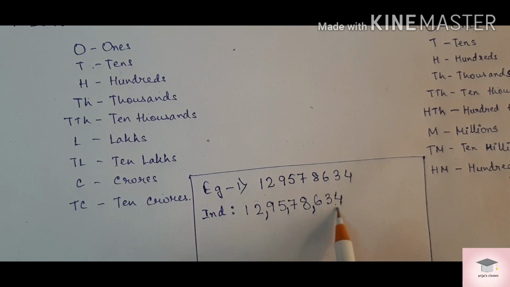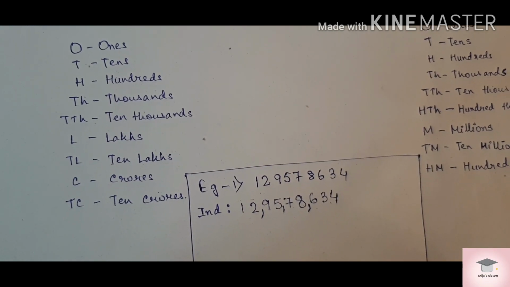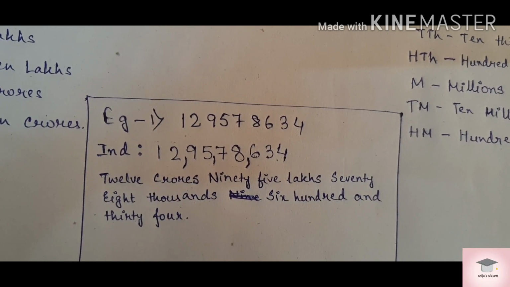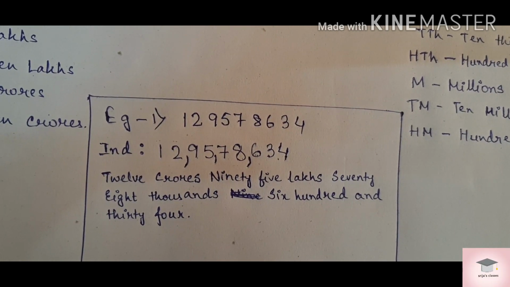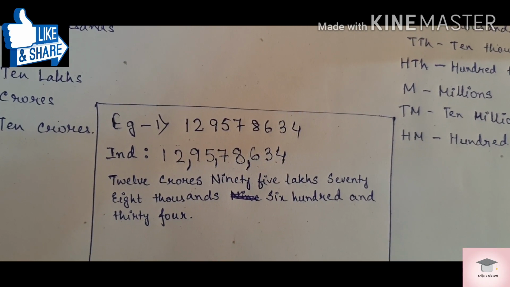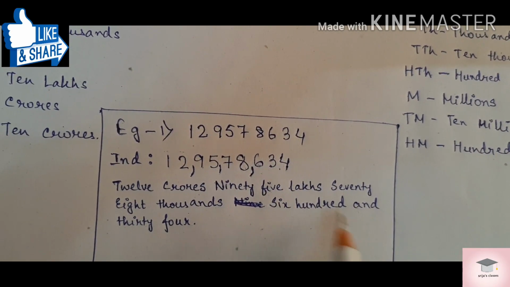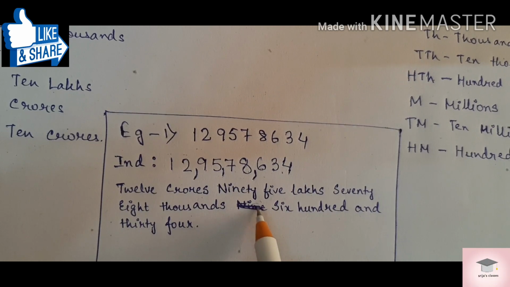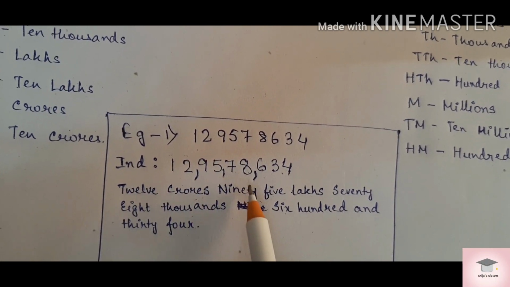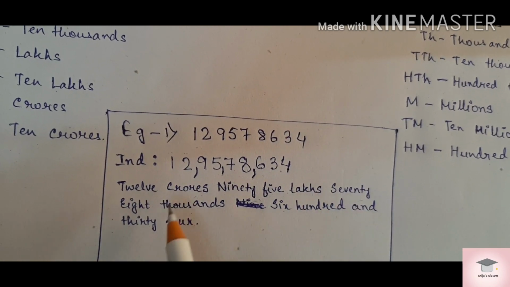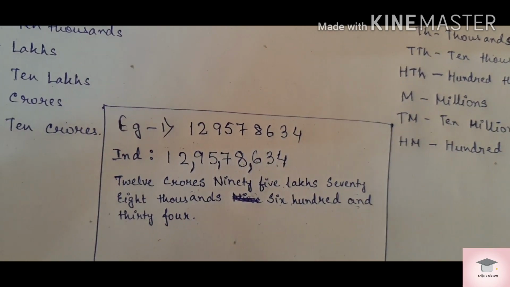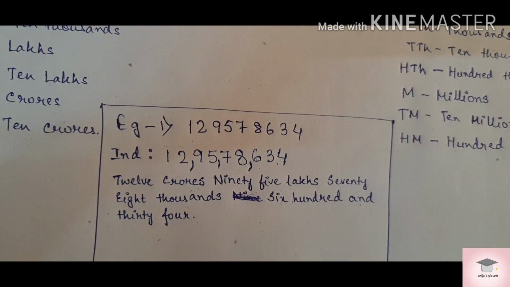Now how will we write it in words? So in the Indian number system, we will write it as 12 crores, 95 lakhs, 78,634. Okay, so 12 crores, 95 lakhs, 78,634.